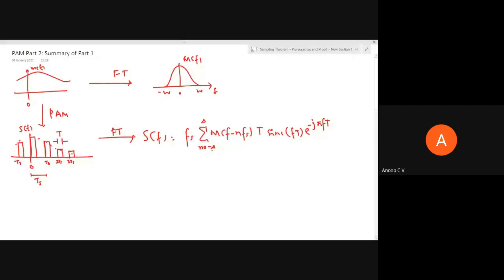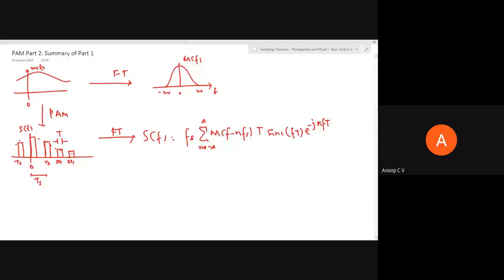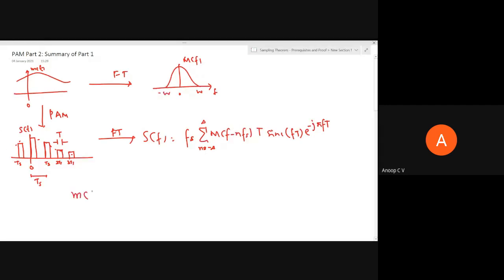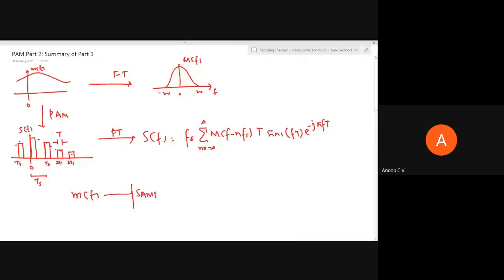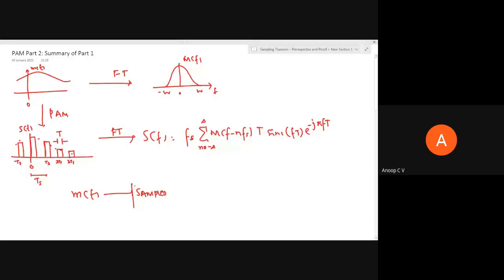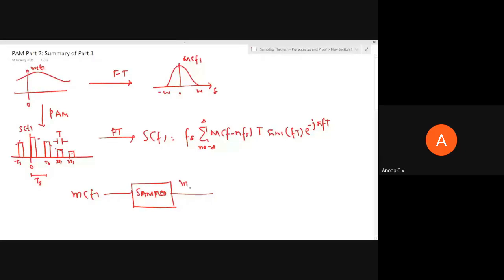So this is the Fourier transform. You should remember how we got this, and only then will we be able to appreciate the remaining discussion. For that, you should know the scheme of generation of the PAM signal. If you have m of t, this m of t should initially be instantaneously sampled. Then we'll get m delta of t, that is the sampled signal.